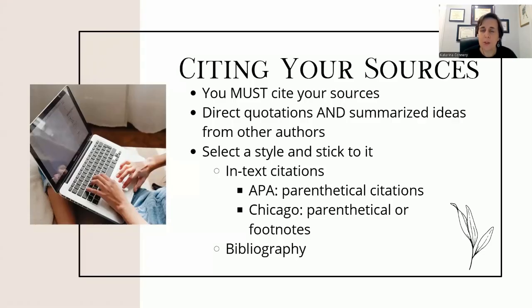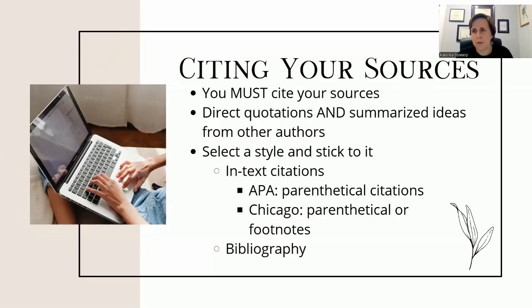And you should select a style that you would like to stick to. There are many different styles. Personally, I prefer APA. You can also use Chicago if you're familiar. I would not recommend MLA. That's typically used in literature backgrounds, whereas APA or Chicago are frequently used for social sciences.